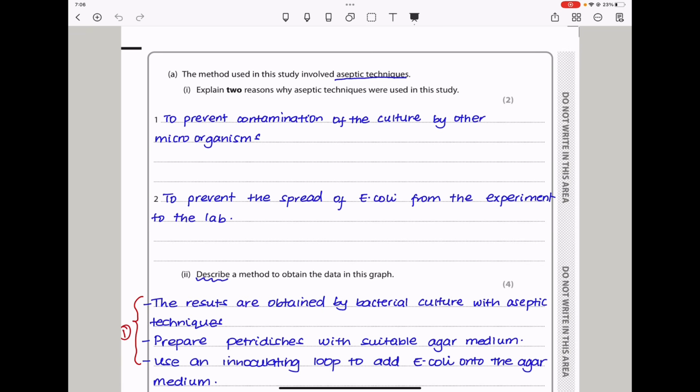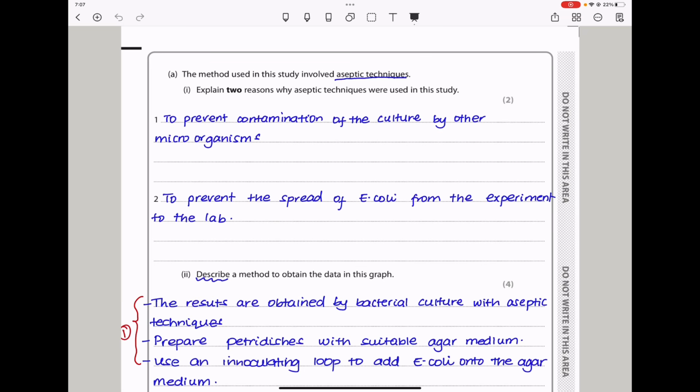So here the question says the method used in this study involved aseptic techniques. Explain 2 reasons why aseptic techniques were used in this study. Usually aseptic techniques are used to prevent contamination of the culture or to prevent the spread of the bacteria into the lab environment as well as to the person who is carrying out the experiment. So I say to prevent contamination of the culture by other microorganisms. This could be from the lab air or from the person operating.